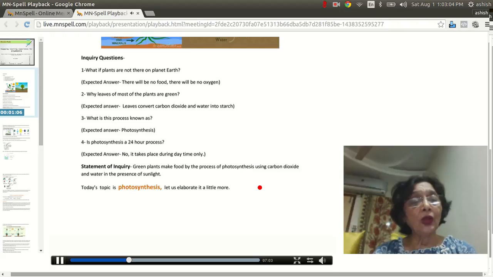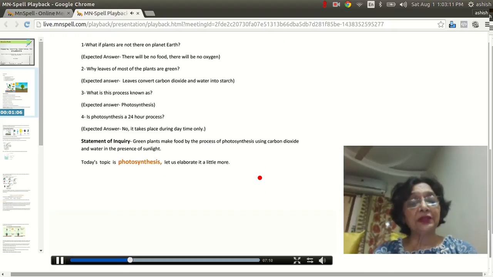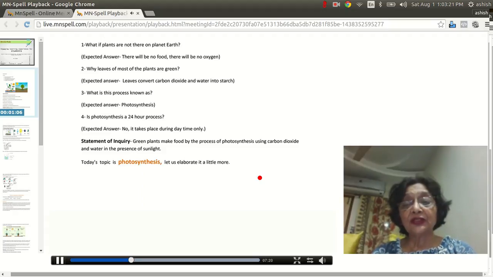All these questions together help me to give you one statement, which we call a statement of inquiry. What is that? Green plants make food by the process of photosynthesis using carbon dioxide and water in the presence of sunlight.